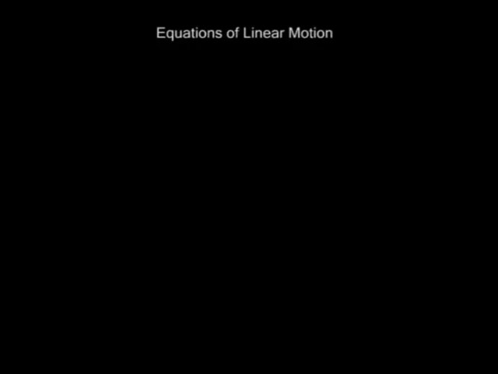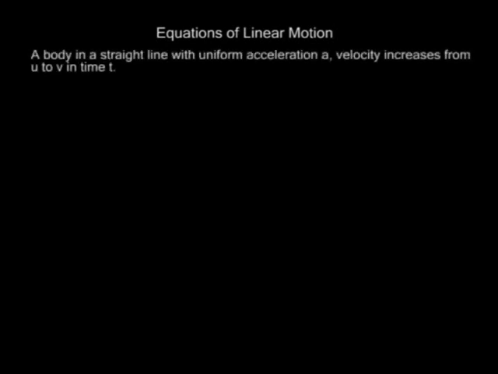Then we move to equations of linear motion. Now consider a body moving in a straight line with uniform acceleration a, so that its velocity increases from an initial value u to a final value v in time t. The acceleration for such a body is given by acceleration is equal to final velocity minus initial velocity over time. Therefore, a is equal to v minus u over t. Making v the subject of the formula, v is equal to u plus at. Call that equation 1.